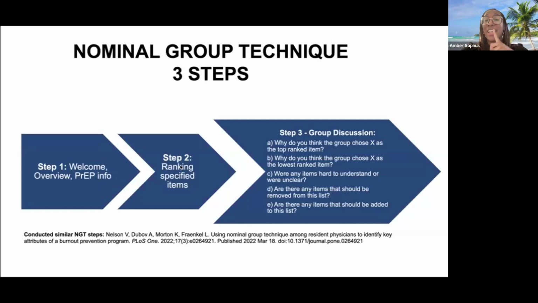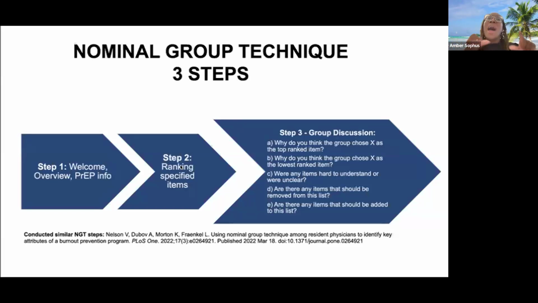After they ranked everything, I had a group discussion and asked specific questions. I hadn't asked them to generate any ideas, but I wanted to give them the option to still adjust the items we created because something new could have come up. So I asked the group, why do you think the group chose so-and-so as the top ranked item? Why do you think the group chose so-and-so as the bottom 3 ranked items? We did that for the top 3 and the bottom 3 ranked items. You can do this in any way that you want. You can do only the top 5 items, or only the top 10 items.